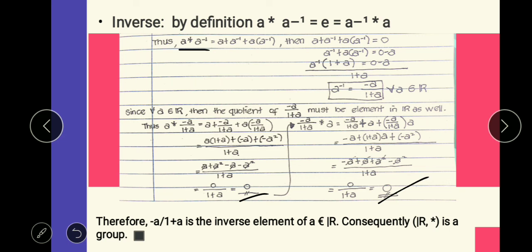Consequently, the set of real numbers together with the binary operation star is a group.